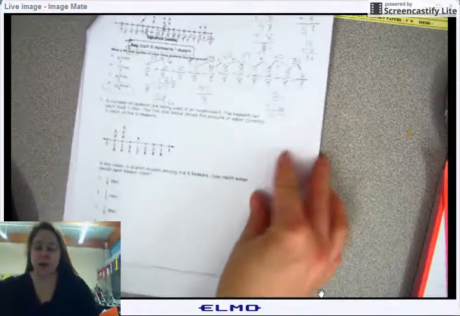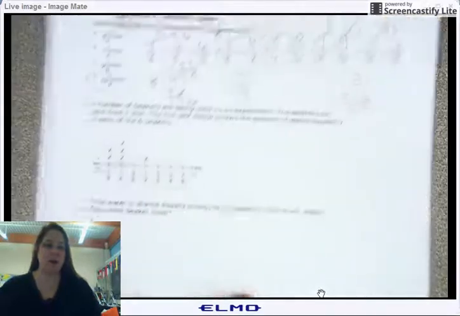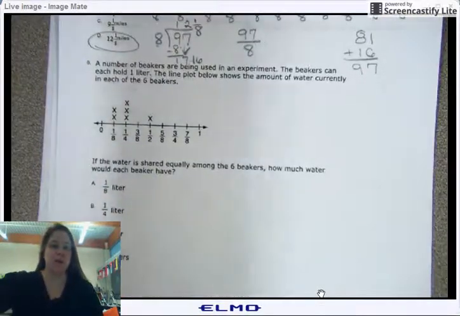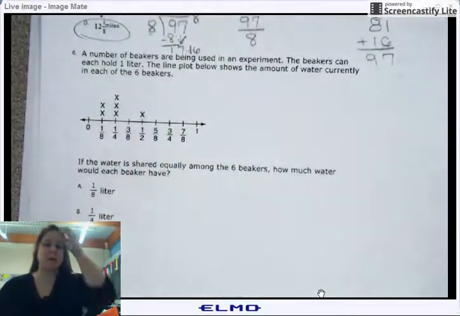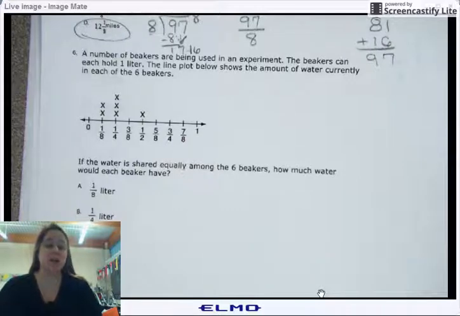Okay, guys, we're going to start with question number 6. A number of beakers are being used in the experiment. The beakers can hold 1 liter. The line plot below shows the amount of water currently in each of the 6 beakers. If the water is shared equally among the 6 beakers, how much water would each beaker have?